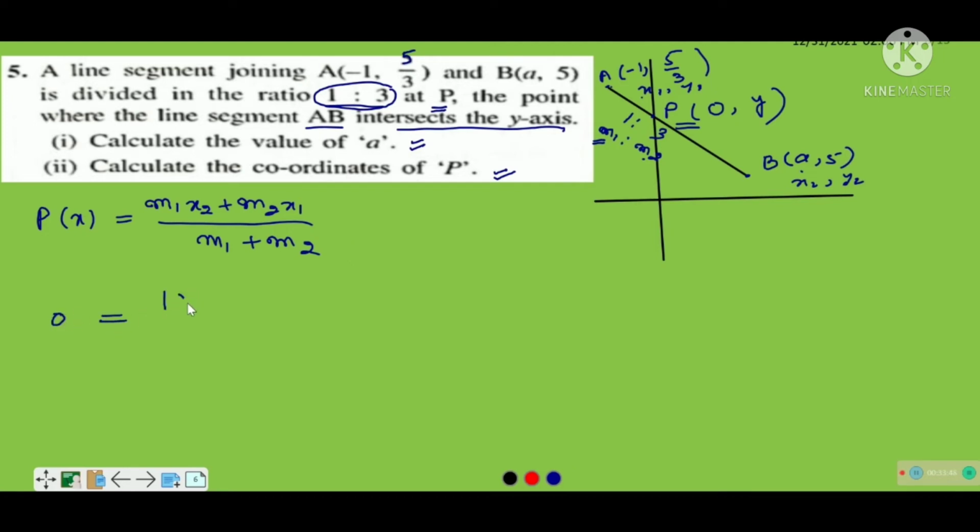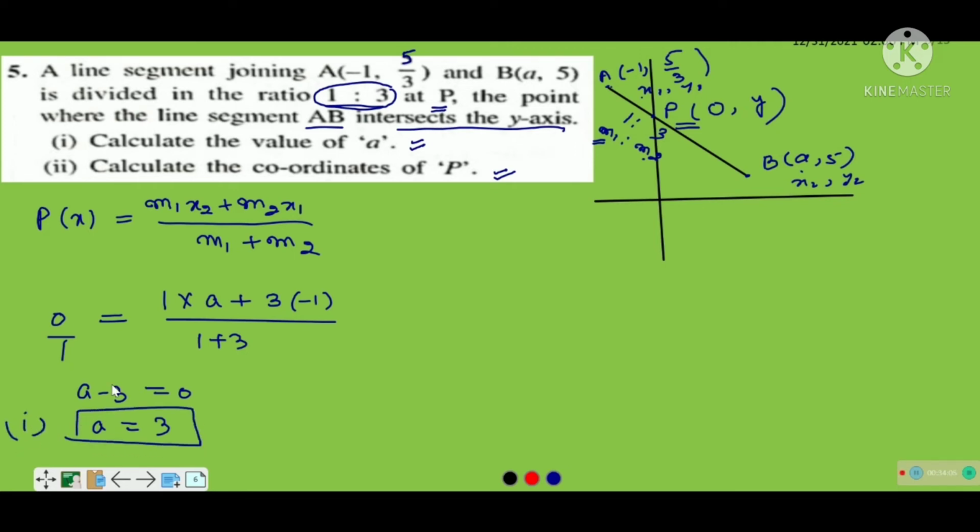Value of m1 is 1, x2 is A, m2 is 3 and x1 is -1. Cross multiply. Value of A is 3. This is the answer for part 1.